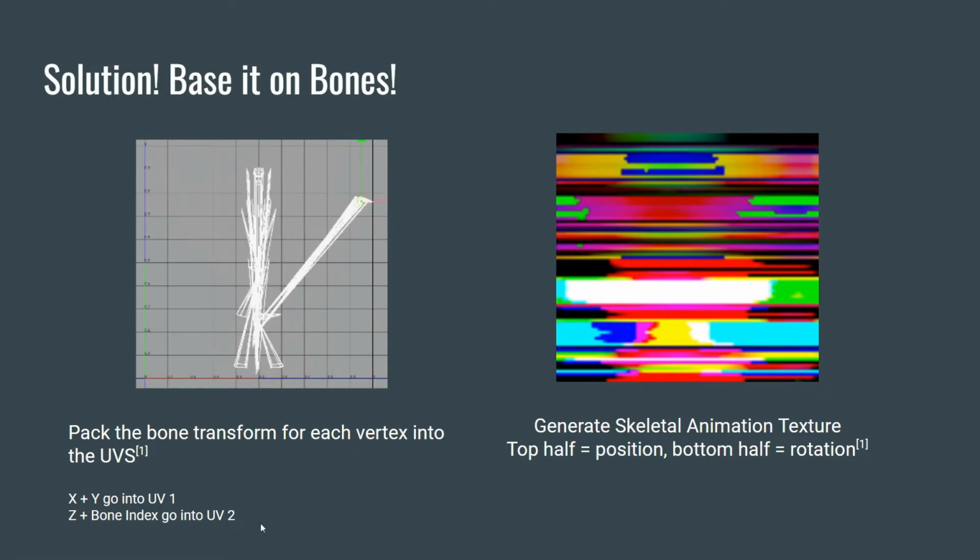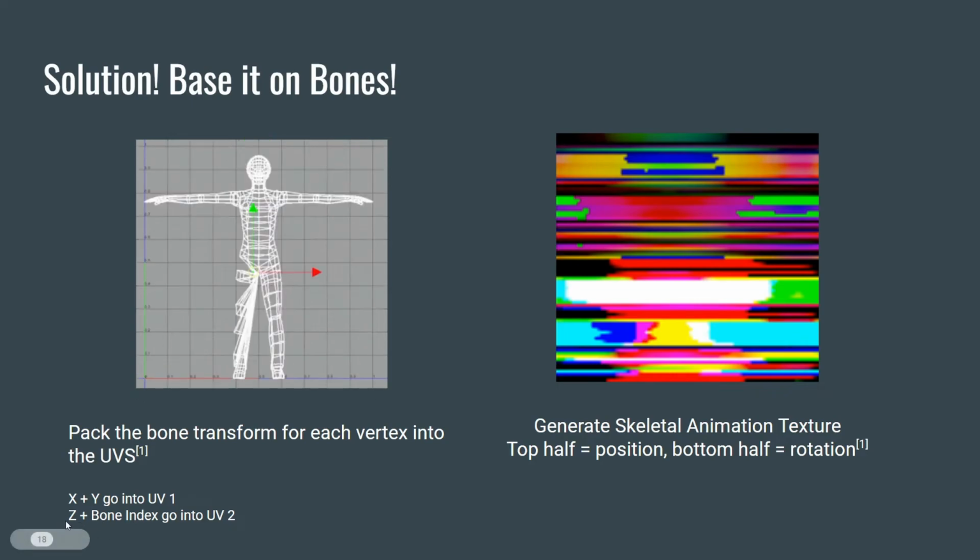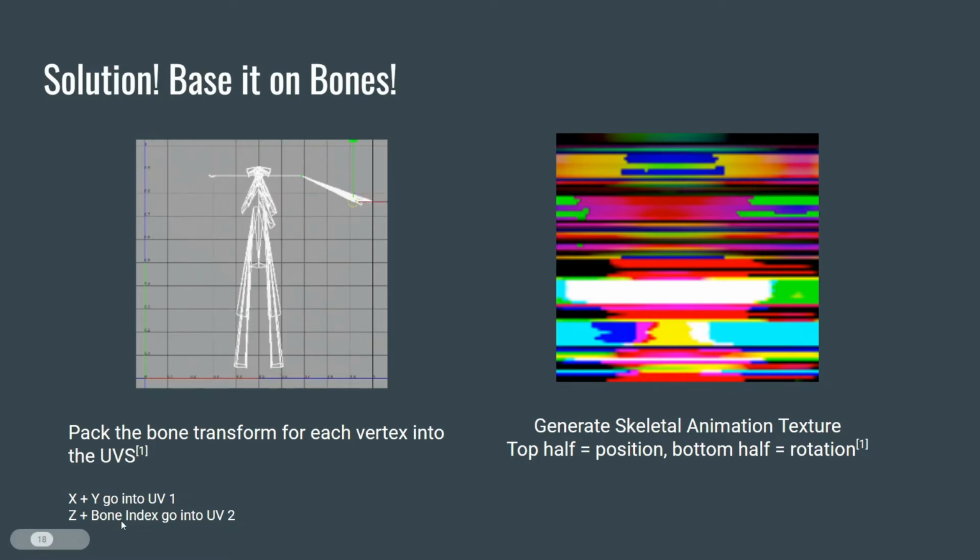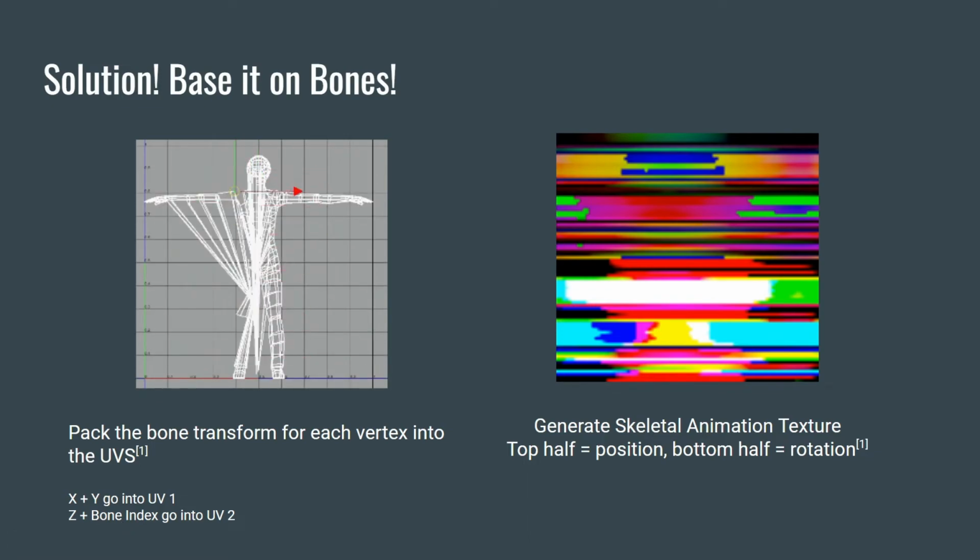In the second UV channel, we'll put the Z, so that we have the X, Y, and Z, and we'll put the bone index. The reason we need the bone index is because each vertex needs to know which bone it belongs to, so it knows where to sample in this texture. And now we have some kind of virtual bones packed into the UVs, and a texture that indicates how these bones move. So we can actually animate just using this information.